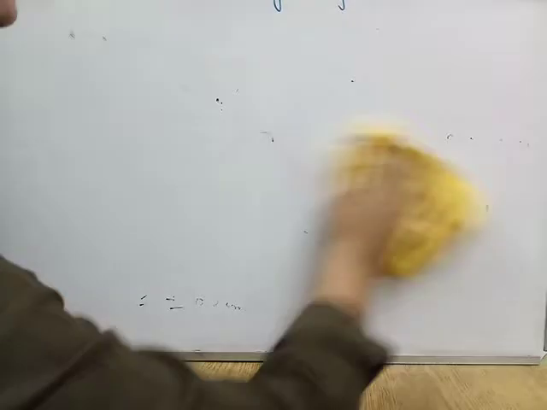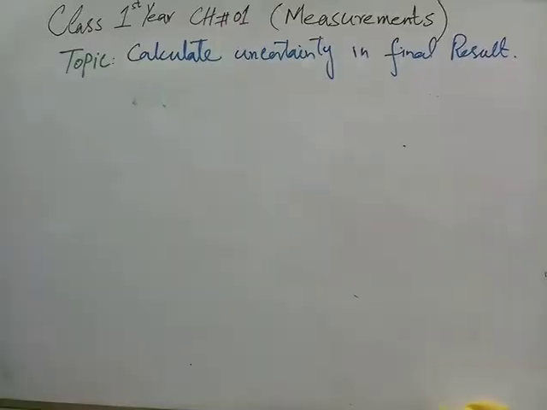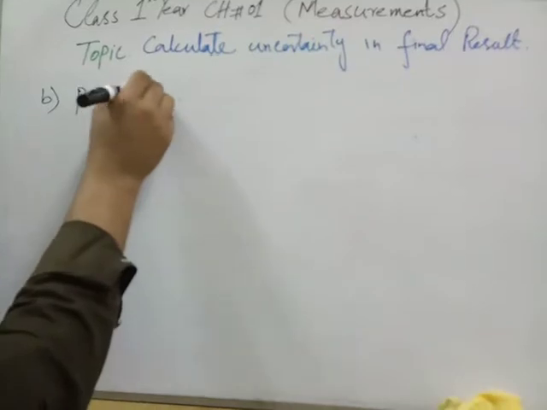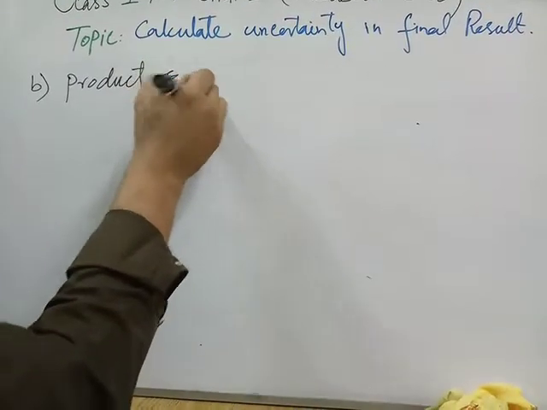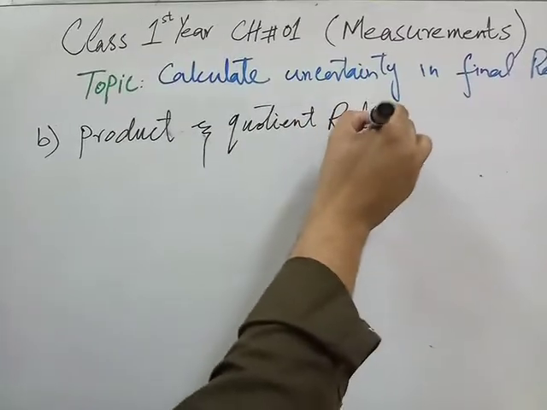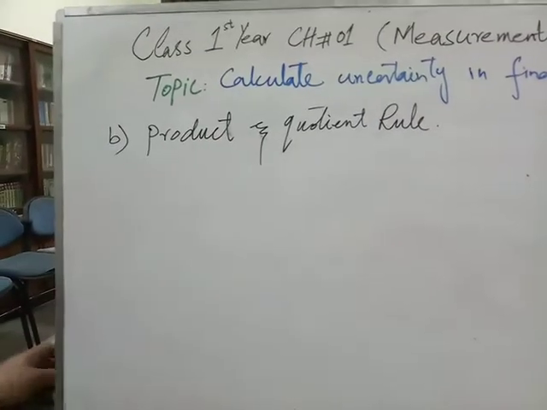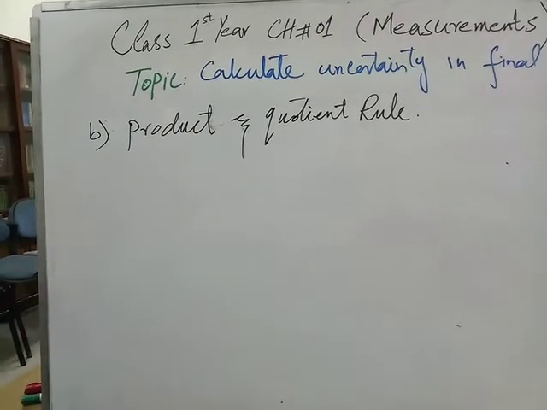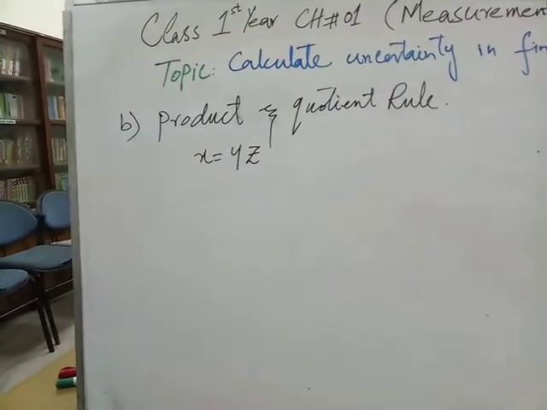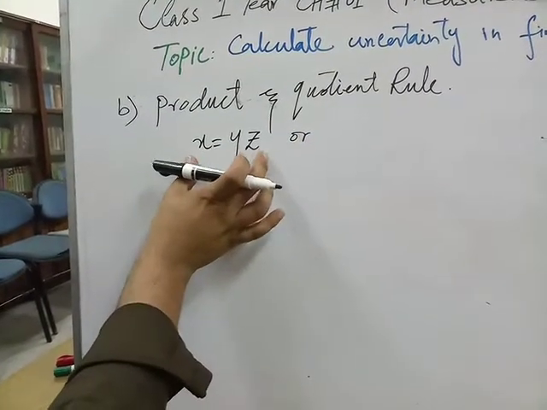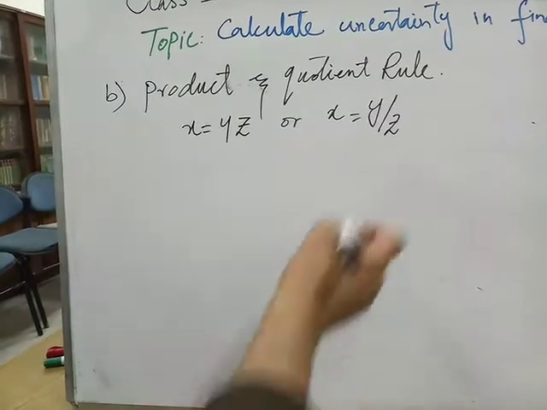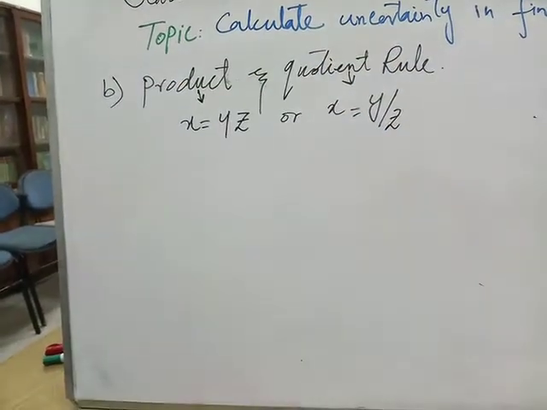So our next rule is the product and quotient rule. Our second rule is for product and quotient. So if we have x equal to y times z, this is the product rule, and if we have x equal to y divided by z, this is the quotient rule.